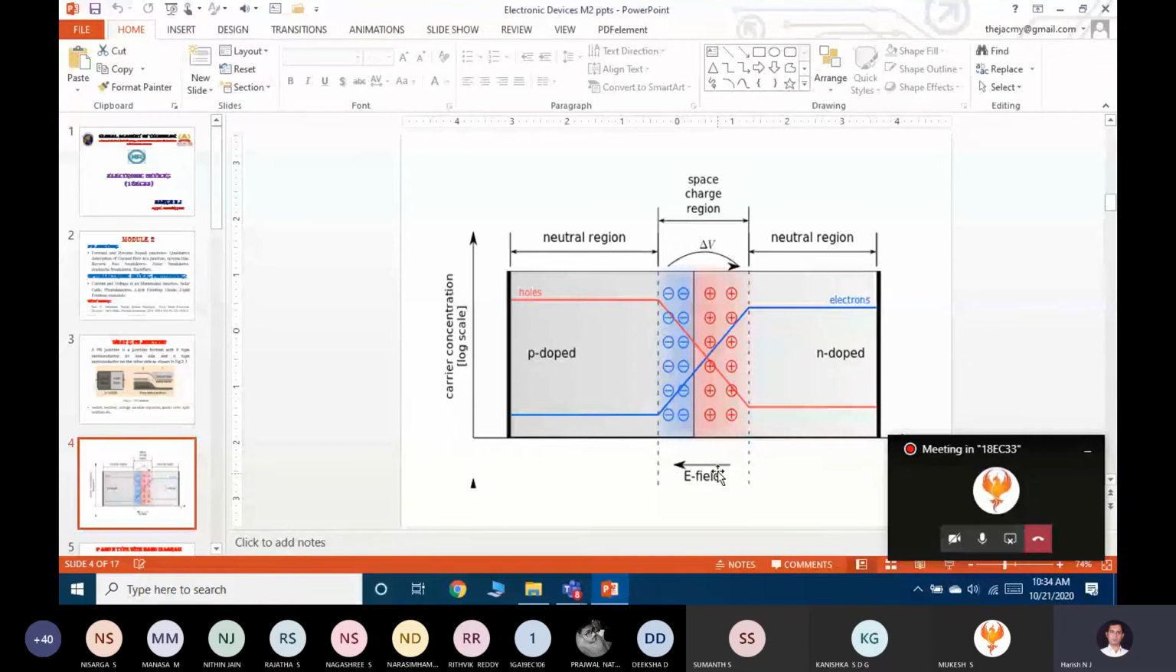At the same time, check the electron. Electron will always be diffusing from N type to P type. N type to P type means it should move from right side to left side. When the electron moves from right side to left side, obviously the electric field should be left to right.